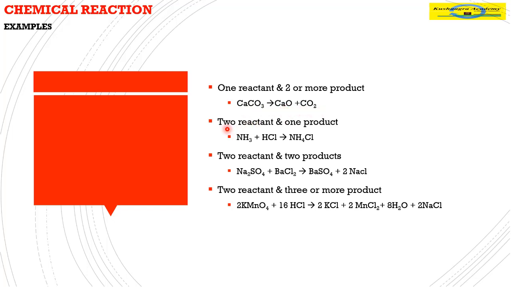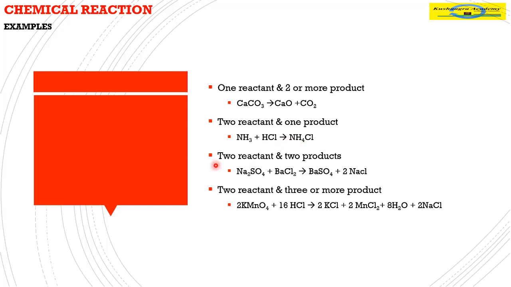Second type of reactions may be 2 reactants and 1 product, like we have taken the example of ammonia, this is one of the reactants. The second reactant we have taken is hydrochloric acid, that is HCl. So, when both of the reactants combine together, they form ammonium chloride, NH4Cl. So, here 2 reactants combine together to give the 1 product.